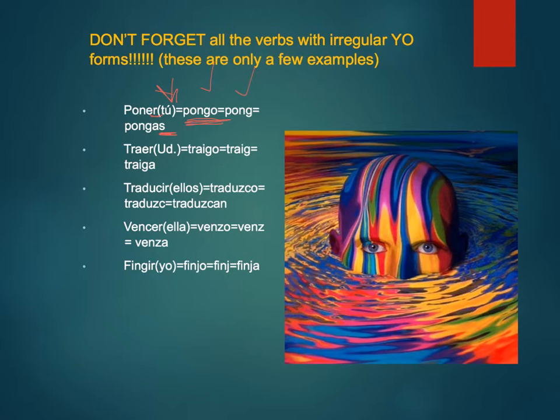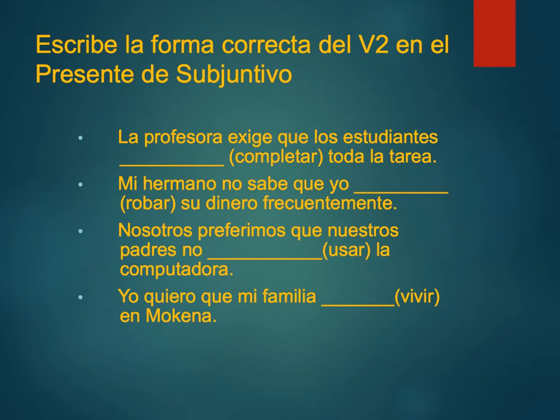There are my steps. Step 1, yo form. Step 2, cut off the O. Step 3, opposite ending. Same thing with the -zco verbs. Traduzco. Okay, cut off the O, opposite ending. So you just have to remember there's a ton of irregular yos. This next part, you don't necessarily need to copy. Just try and read through it. See if you can come up with the present subjunctive form that I'm looking for here. Give yourself a couple seconds. And then the next page, here are the answers.